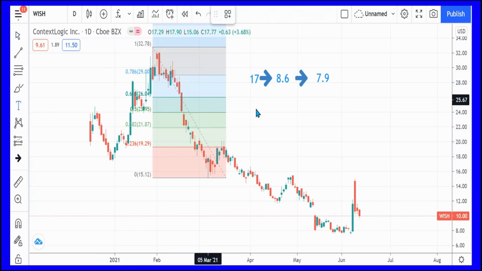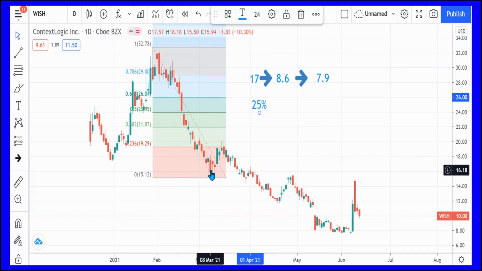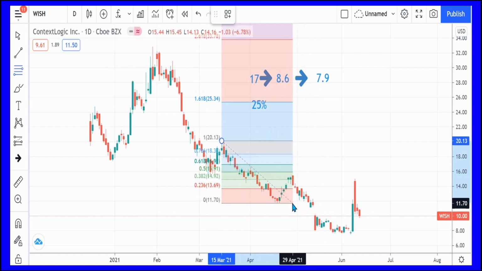So we're going to jot it down. In terms of power, in the first round it has the strength to go up for 25%. So the buyers managed to pull it up by 25%. Okay, so now we're going to compare that with the next. We're going to take the high here and bring it all the way to the low here.